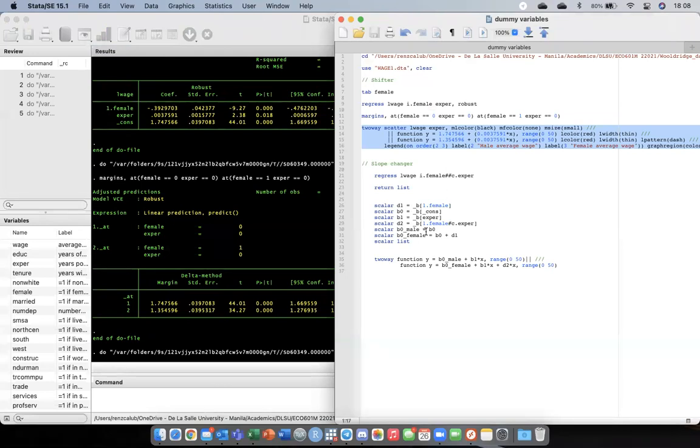Okay. Now you can also use dummy variables as a slope changer, meaning we can interact a dummy variable with another regressor to indicate that the marginal effect of one regressor, in this case in line 21 that would be experience, is different between two groups, right? So in this case, the marginal effect of experience differs between males and females. So let's try to run that regression.